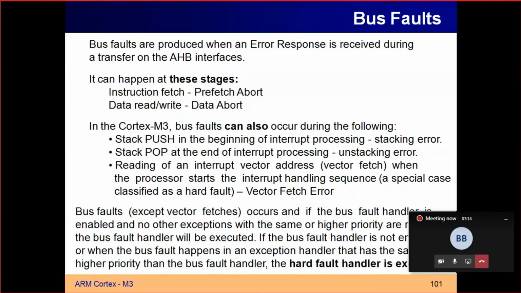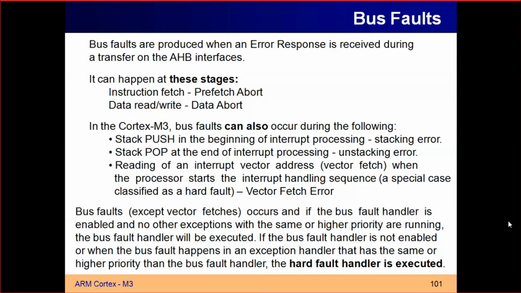Then finally, you are trying to read an interrupt vector address when the processor is executing an ISR, that is known as vector fetch error. Again, this bus fault will occur. In addition to that, hard fault also will be occurring. So these are the three special conditions when bus fault can occur, in addition to whatever error response we have seen in the previous slide.